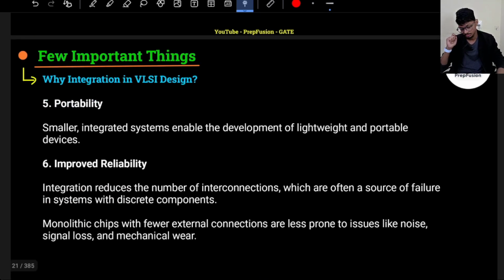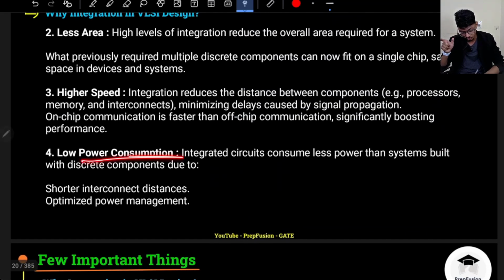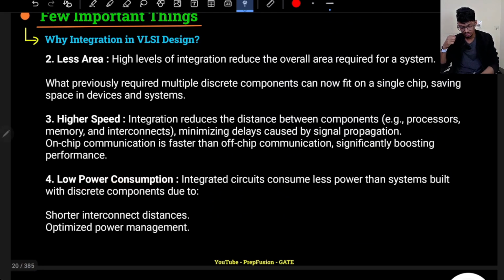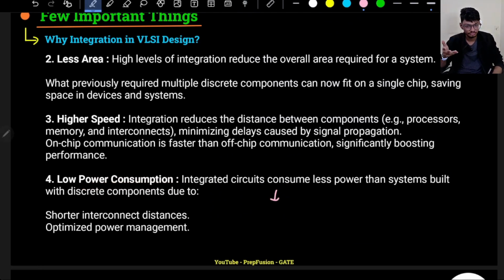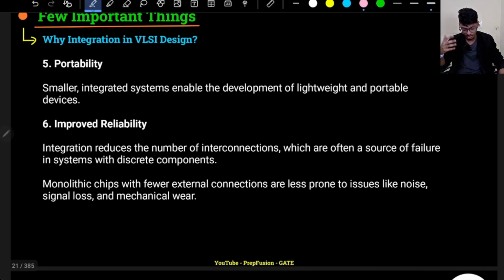One thing I forgot to mention, low power consumption. Obviously you understand, because of less area, low power consumption. Why? Because there will be less cable loss. Why less cable loss? Because to interconnect each transistor, I have to connect them with cables. If the cable length has reduced, obviously the distance for the electrons to travel has reduced, so the loss will also be reduced, as mentioned here: shorter interconnect distance and optimized power management. These are the few points that you should know.